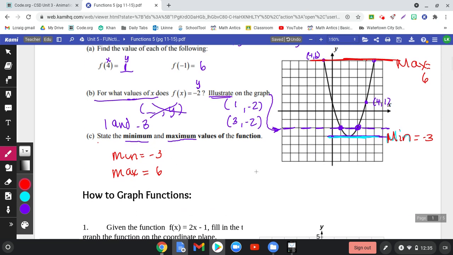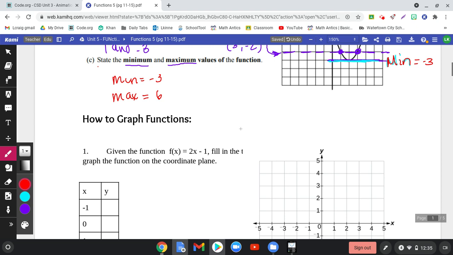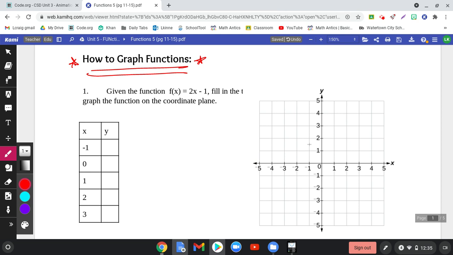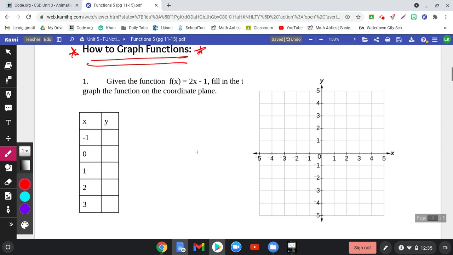We'll see more of that coming up later on in the unit. But this is the main part of today's lesson, how to graph functions, and we're going to be doing this quite a bit. If we do have a Regents, there's a lot of graphing questions on there, so you really need to get good with graphing and using that graphing calculator.